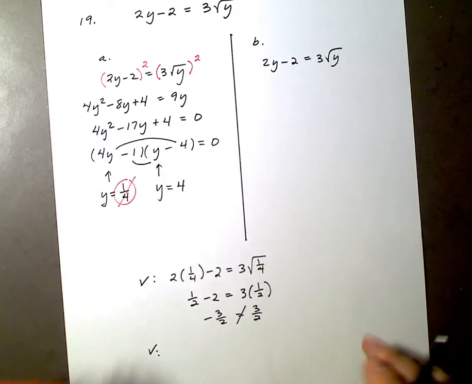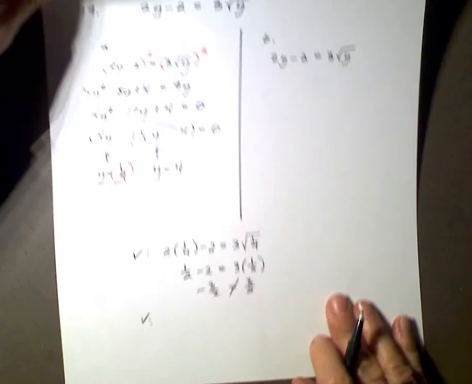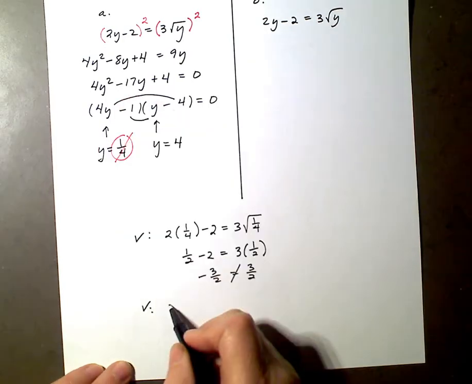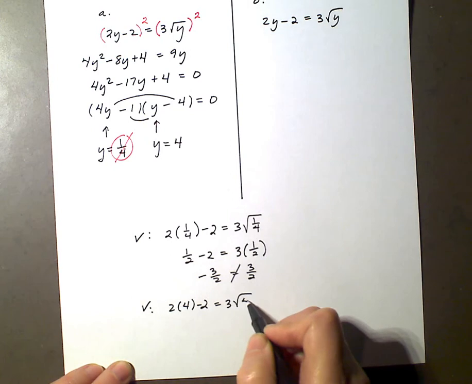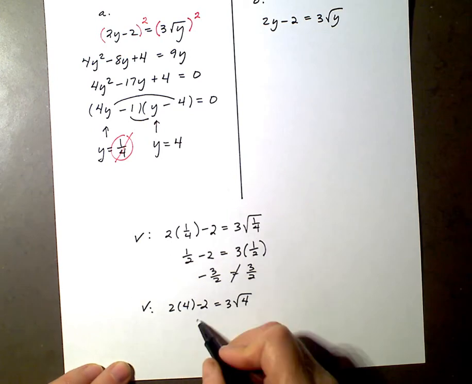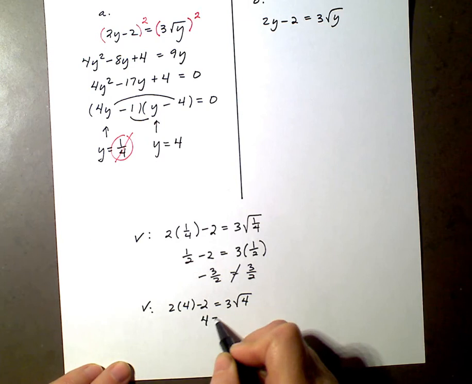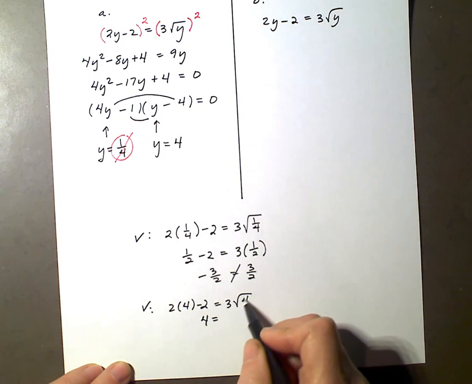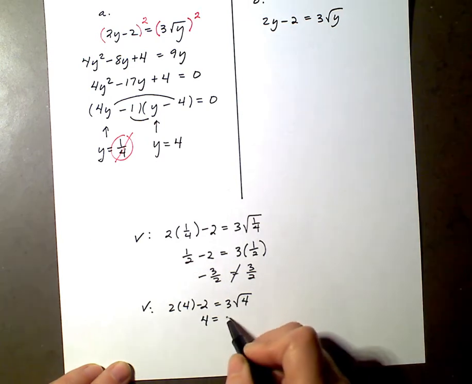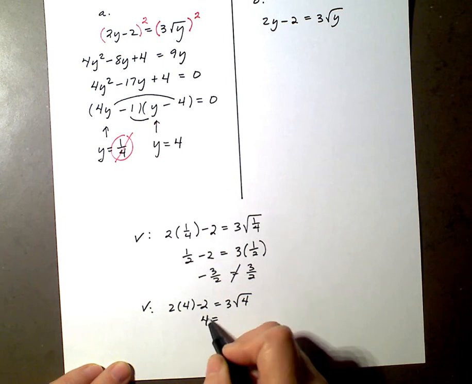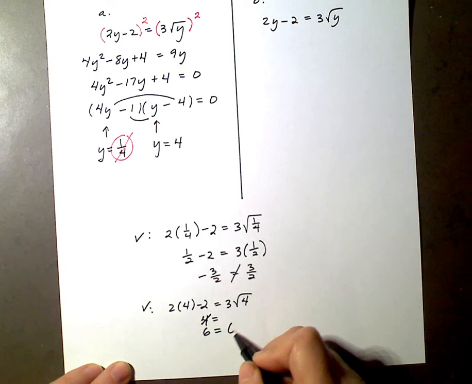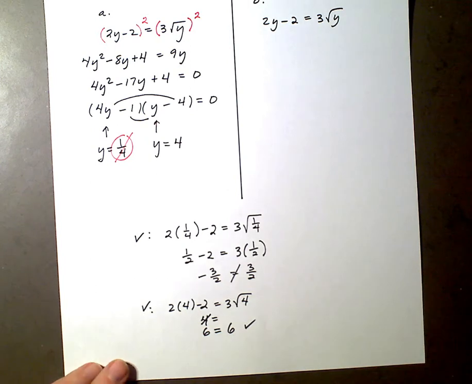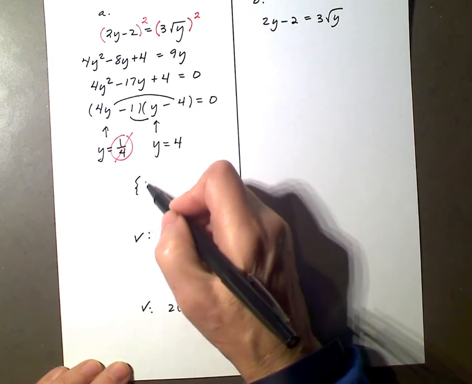So when I put a 4 into the initial equation, 2y minus 2, so 2 times 4 minus 2 equals 3 times the square root of 4. This is 8 minus 2, which is 6, and then this is 3 times 2, which is a 6. So that works. So it appears that positive 4 is the solution.